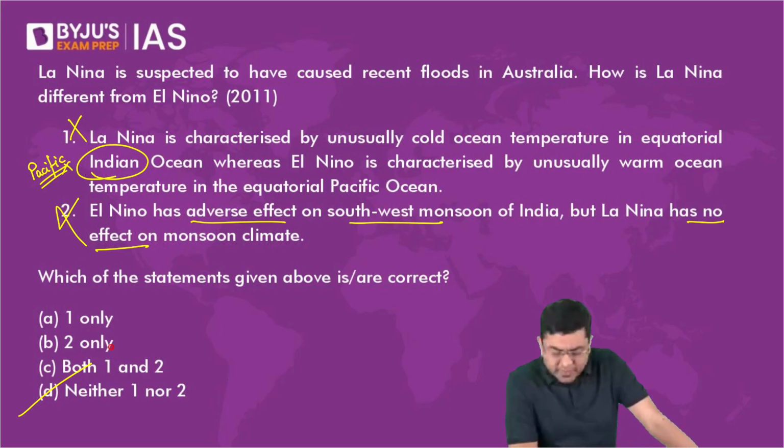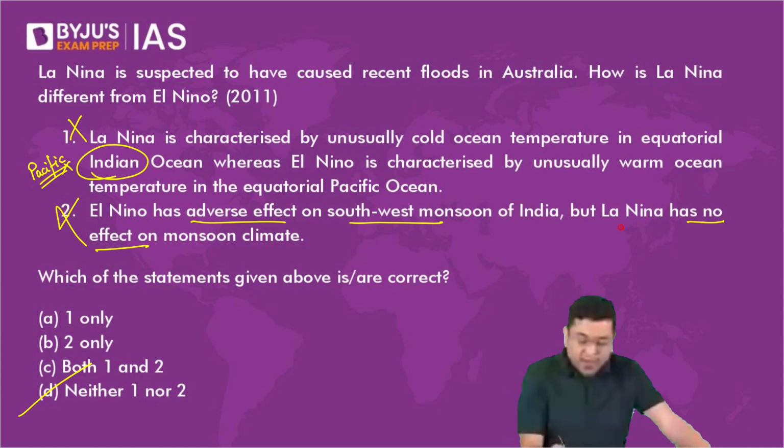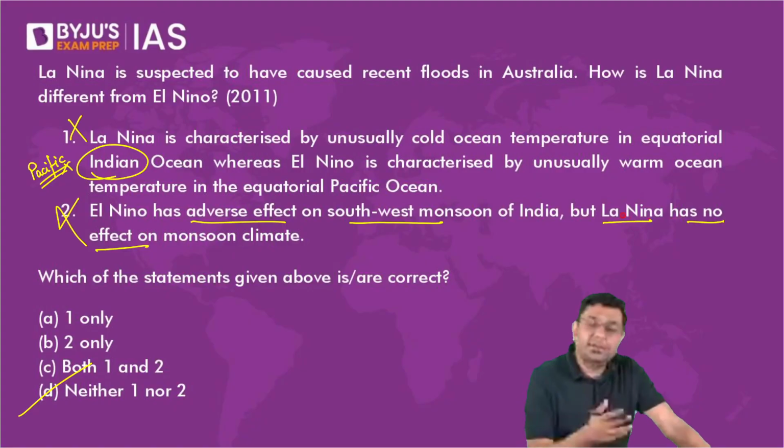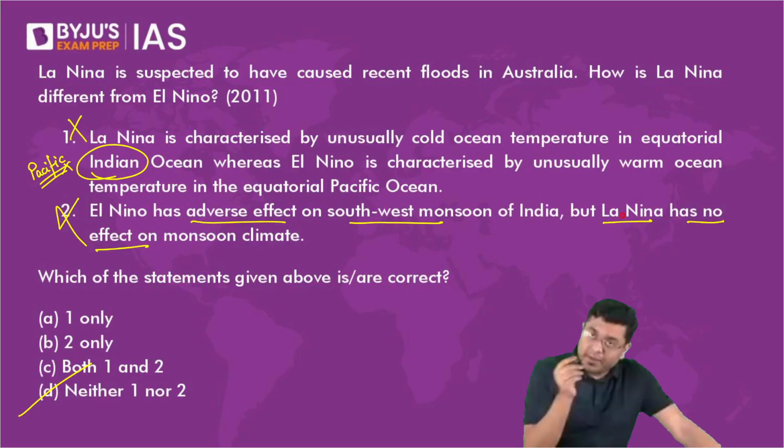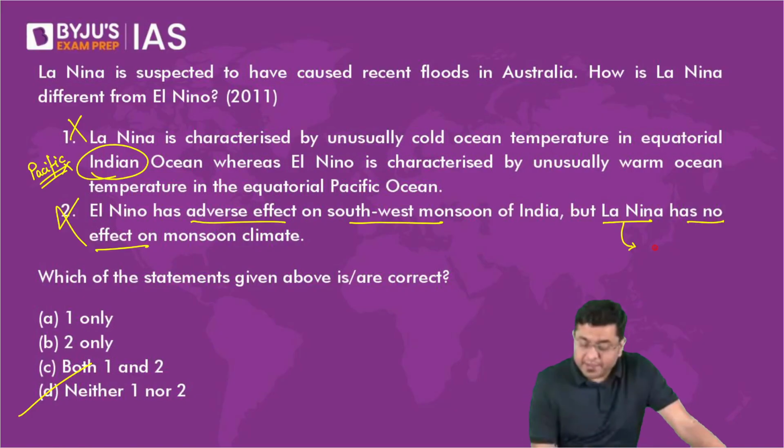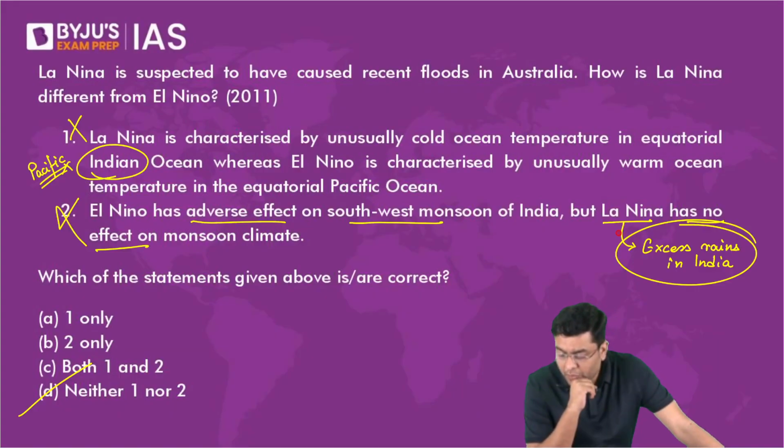Which portion of the statement is not clear? See, this is the problem which also happens in the prelims paper. Sometimes we are so convinced that we are correct, we are not ready to see the basic things here. Here, the second statement says La Nina has no effect on Indian monsoon climate. In the earlier situation, have we seen La Nina is associated with excess rainfall in India? Khushi, Lakshmi? No, we have not seen that.